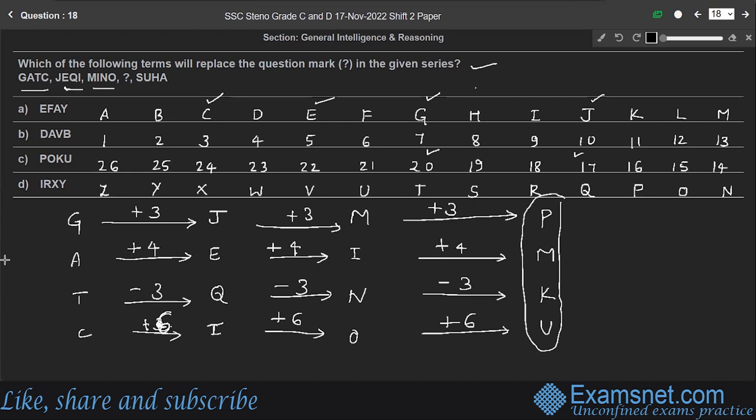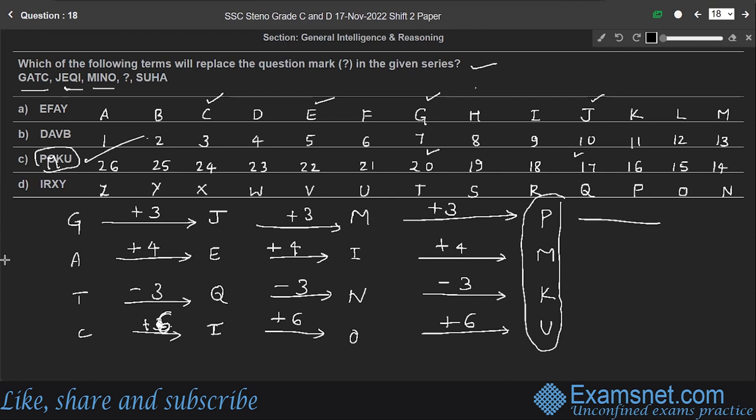Is it PM? Yes. I is 9 plus 4 is 13, which is M. So PMKU it should be. In option C, it is given as POK. That is wrong. It should be PMKU. Option C is the right answer.